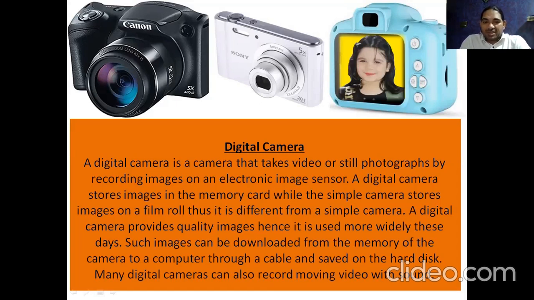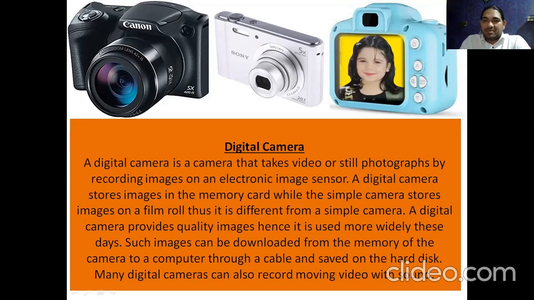A digital camera is a camera that takes videos or still photographs by recording images on an electronic image sensor. A digital camera stores images in the memory card while the simple camera stores images on film rolls. Thus it is different from a simple camera. Nowadays we are not using this simple camera. Why? This roll developing system has become outdated, so mostly we are using digital cameras. There is no need for any roll, right?